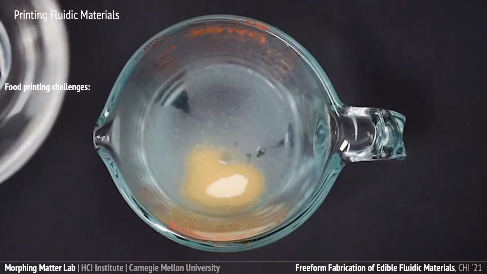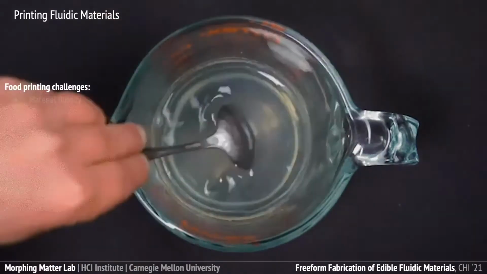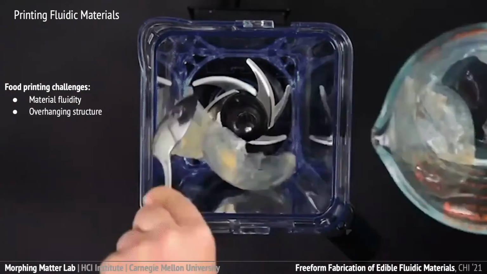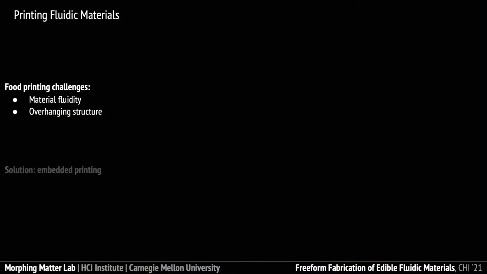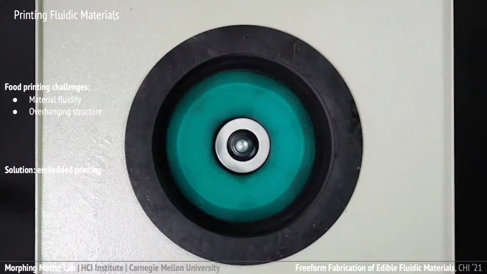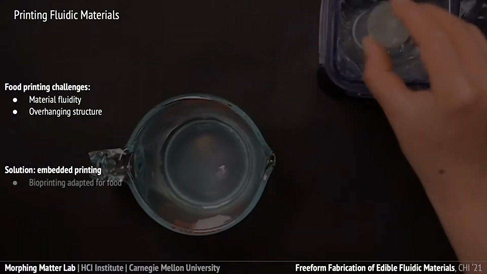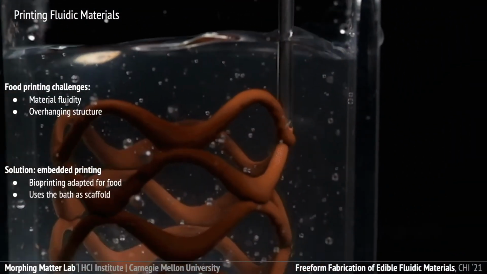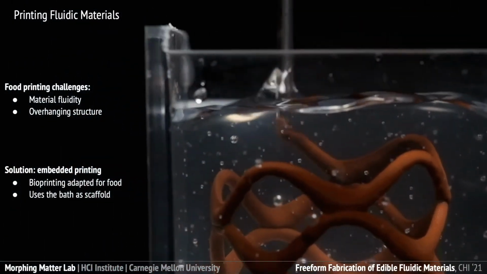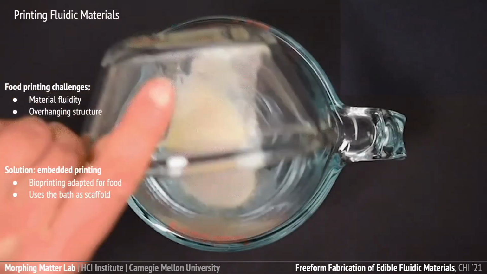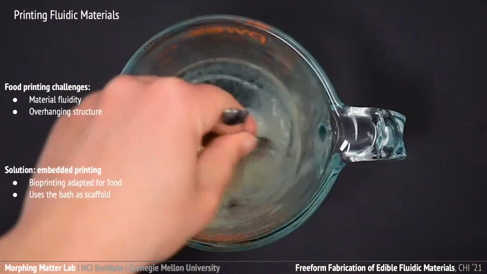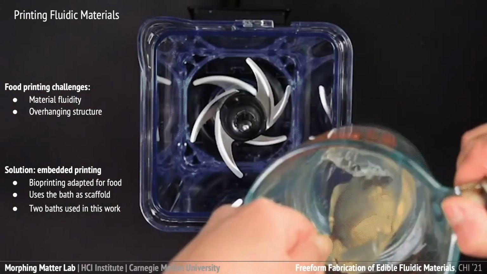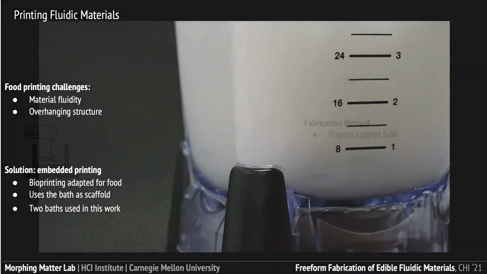In particular, this design space is challenging because fluidic materials cannot retain their shapes well after printing, which also makes it difficult to create complex structures. So, in response, we propose to adapt embedded printing for foods. Embedded printing was originally used in biomedical engineering. Instead of printing onto a platform, this method extrudes materials into a gel-like bath, which functions as an omnidirectional support during the printing process. In this work, two support bath formulations are adapted for food printing.